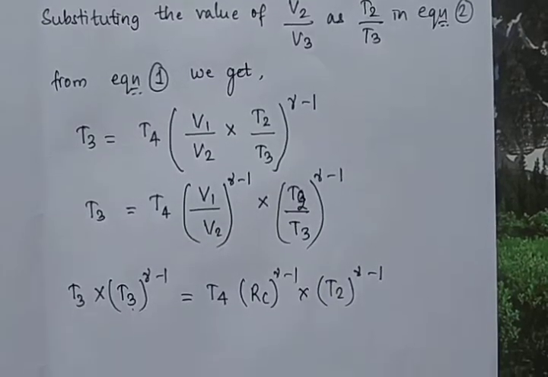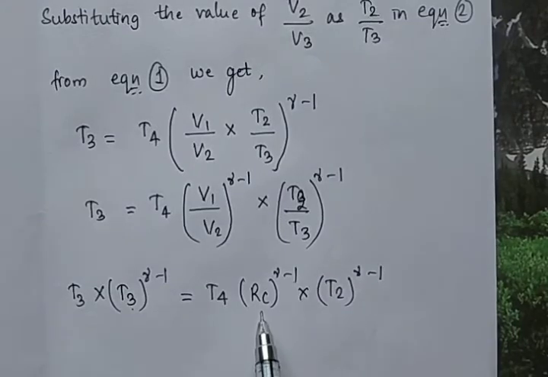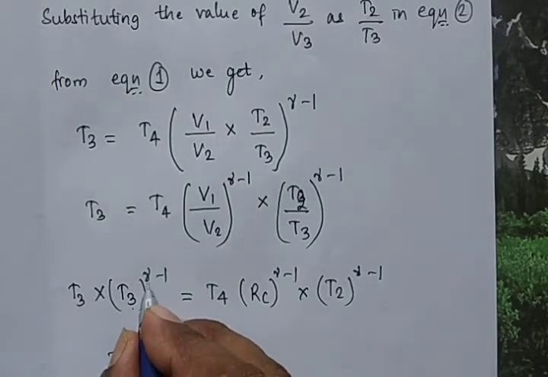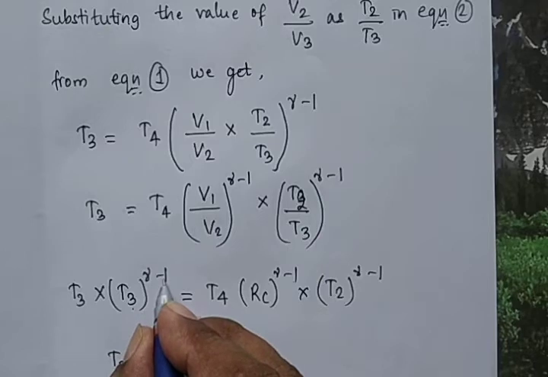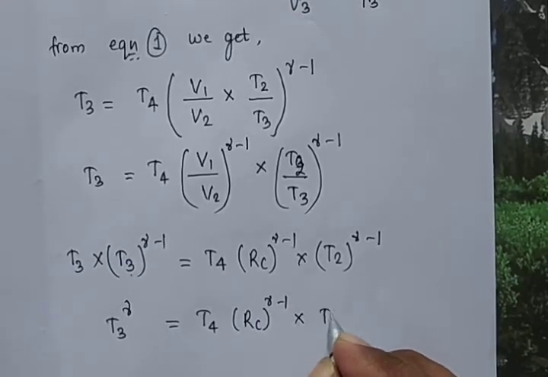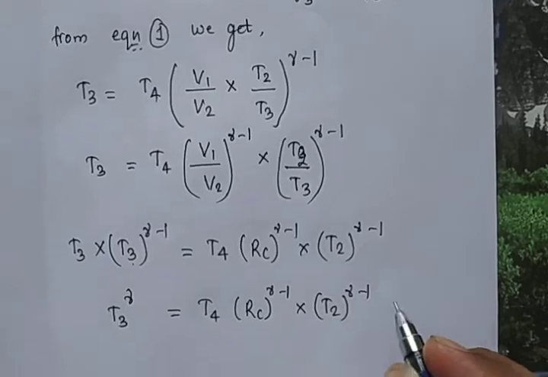So we have found out the value of T2, we know the value of RC, we know the value of T4 which is given in the problem. So let us find out the value of T3 now. So rearranging the terms, T3 raised to gamma plus 1 minus 1, so plus 1 minus 1 will get cancelled, that is T3 raised to gamma will be equal to T4 into RC raised to gamma minus 1 into T2 raised to gamma minus 1.